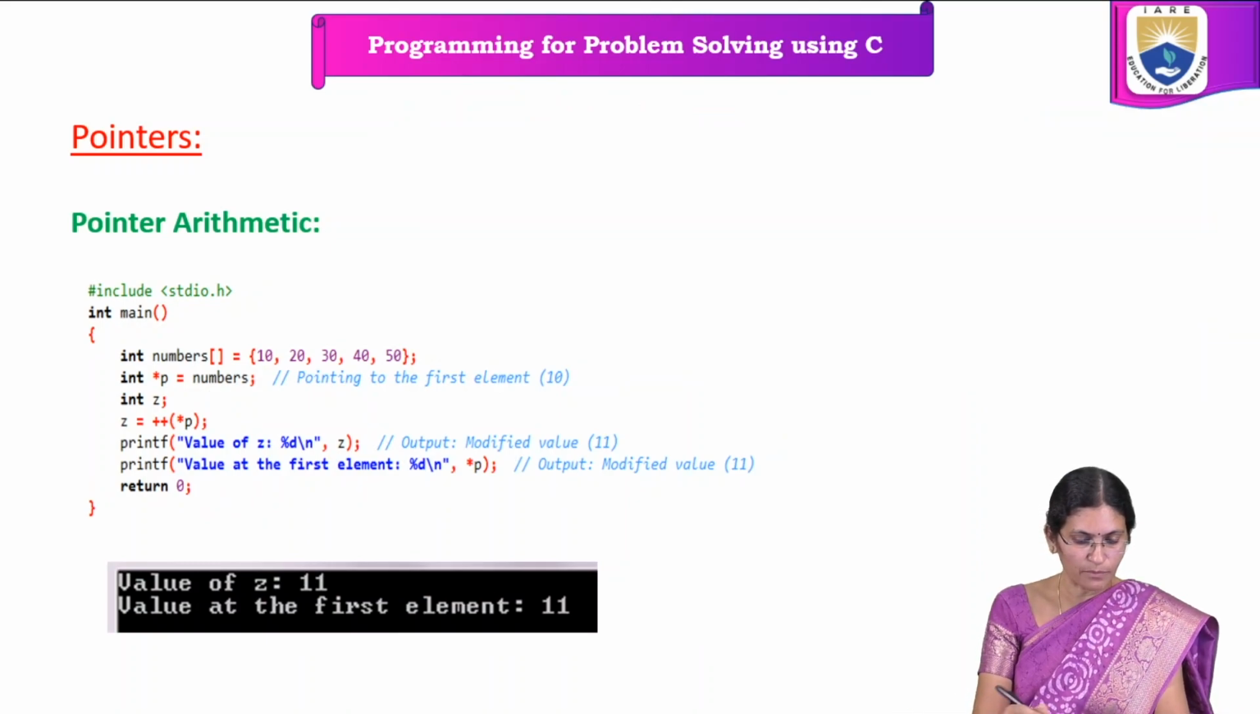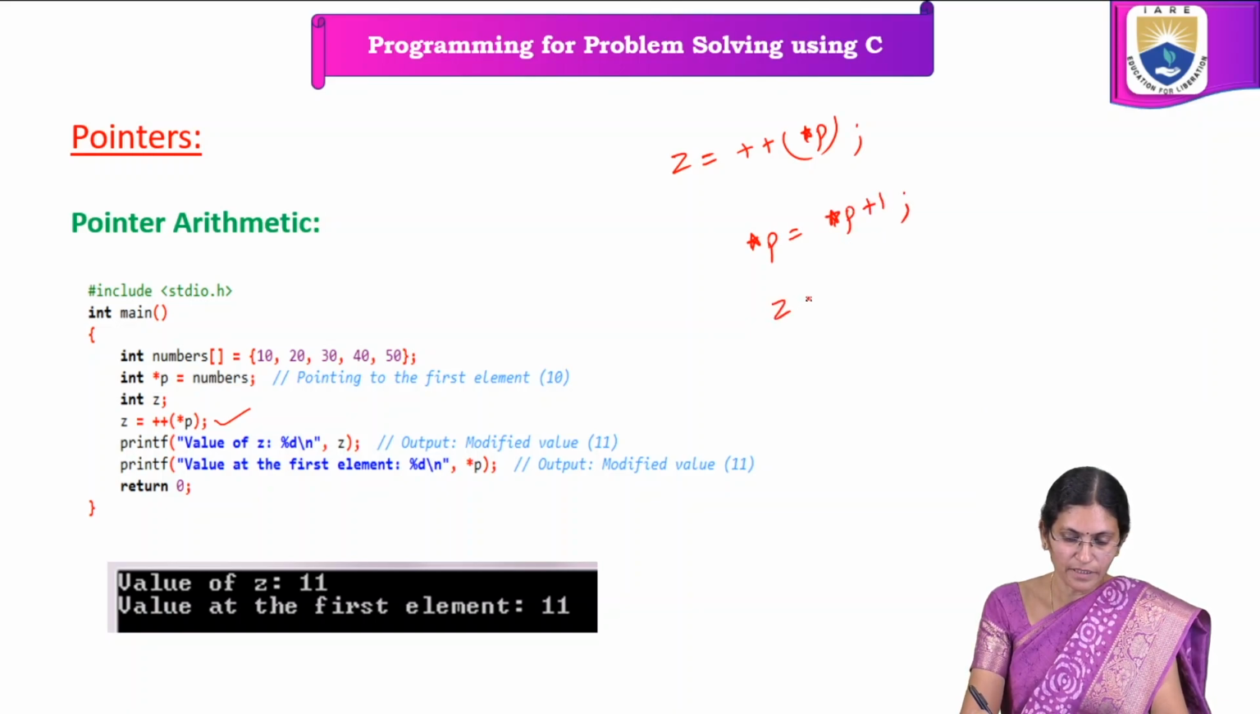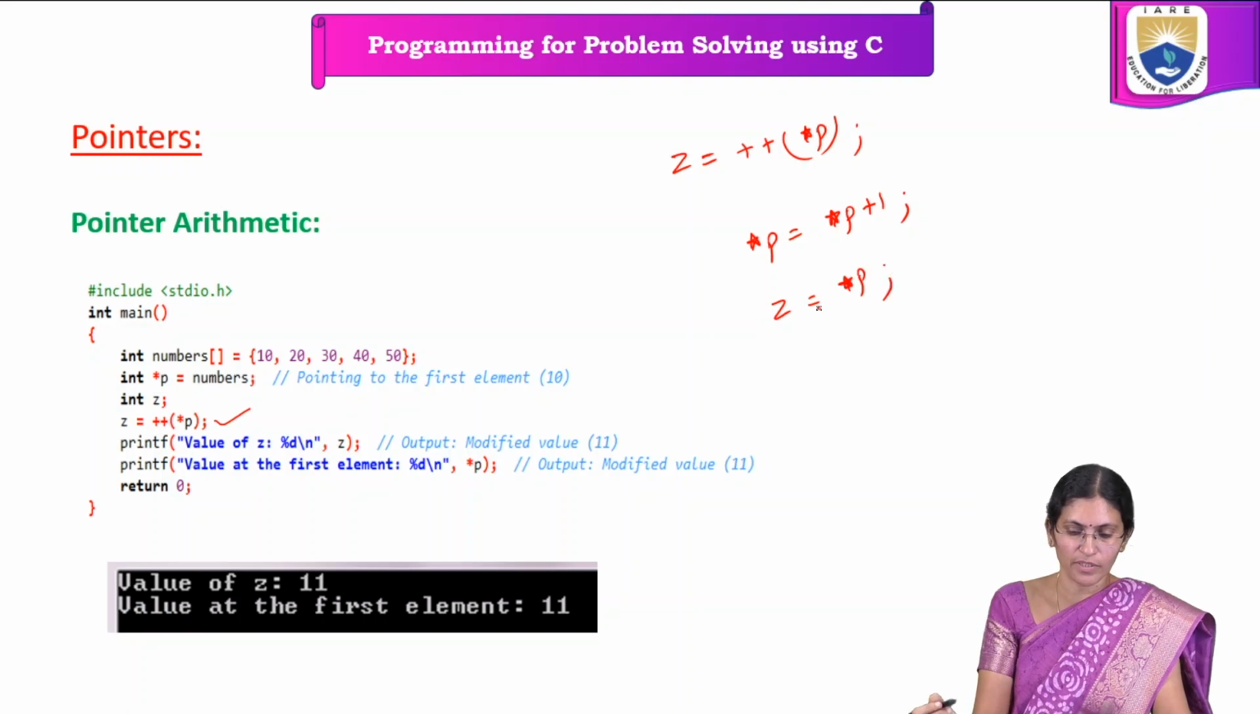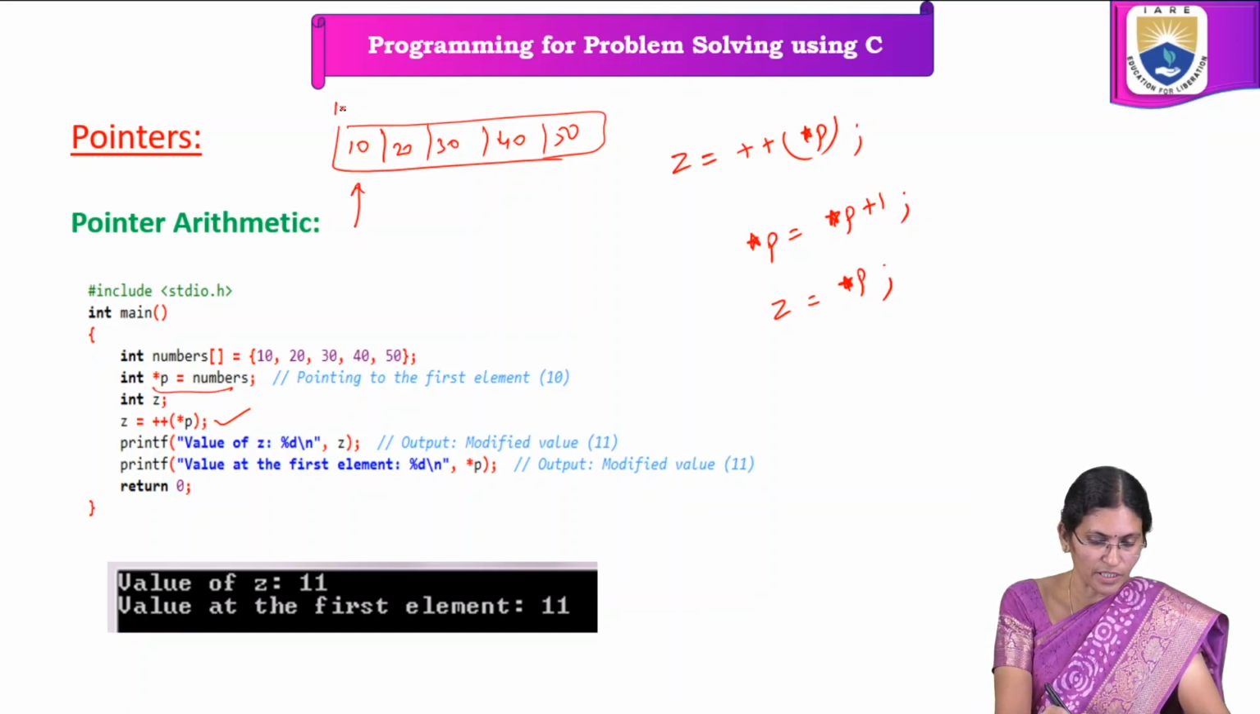Next, one more example for pointer arithmetic. We'll understand the use of this statement: plus plus star p. Here this means star p is equal to star p plus 1, and after that the value of star p is assigned to z. We can understand it this way. There is an integer array 10, 20, 30, 40 and 50. These are the 5 elements. P is pointing to numbers, that means p stores the address of the starting element of the array. This is 1000, the value of pointer p.